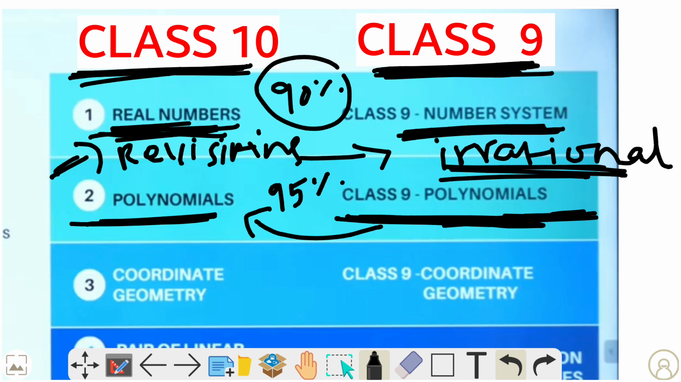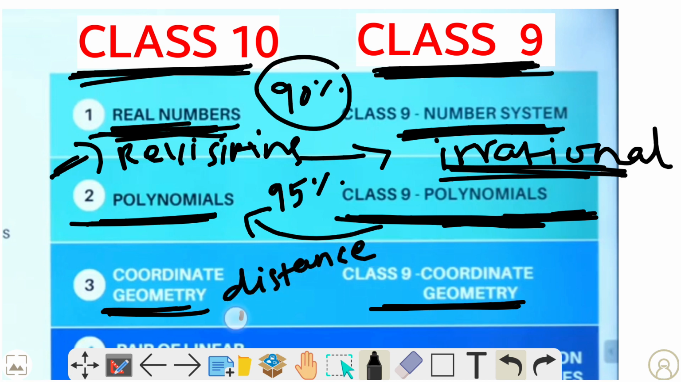And in class 9 you have coordinate geometry. In class 10 you have the same name, coordinate geometry. In class 9 you have studied the Cartesian system, only the Cartesian system, and here in class 10 you are going to study the distance formula and the section formula. So these are two important formulas.